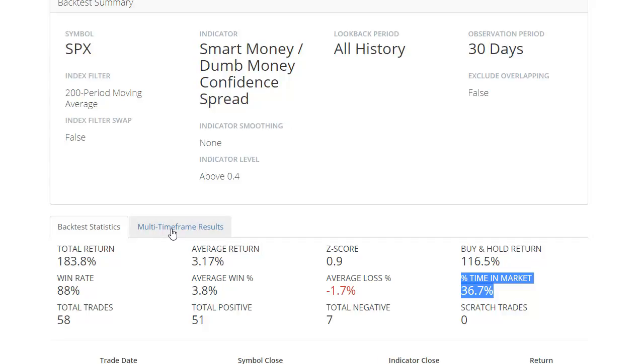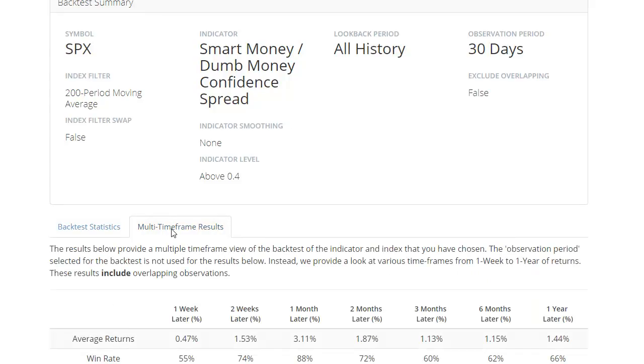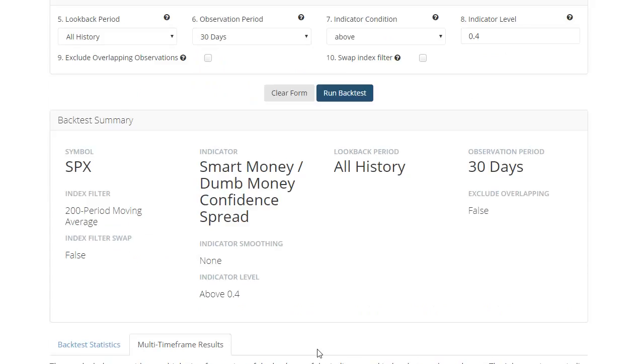If you click the multi-time frame results, that'll give you some more detail. So you can see 1 week later, 2 weeks later, up to 1 year later, how the index performed. And you can see 1 month later, that was its most consistent outperformance by being up 88% of the time with over a 3% return.